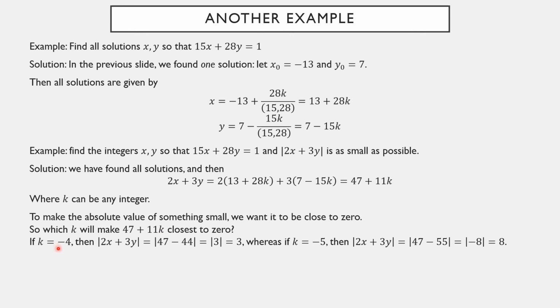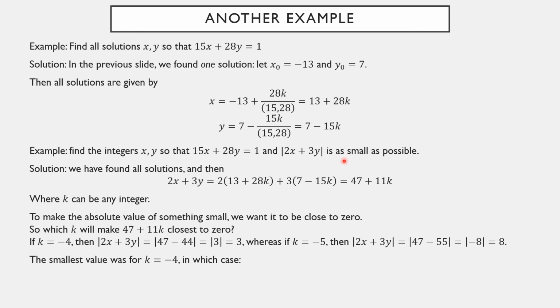Well, if k is negative 4, I end up with a 3, but if k is negative 5, I end up with an 8. If I made k more and more negative, 2x plus 3y, 47 plus 11k, would become more and more negative. The absolute value would merely continue to grow. If k was larger than negative 4, this would just be a larger positive number. So the value of k that makes this as close to 0 as possible is k equals minus 4. Therefore, k equals -4 is going to give me the x and the y that solve this question.